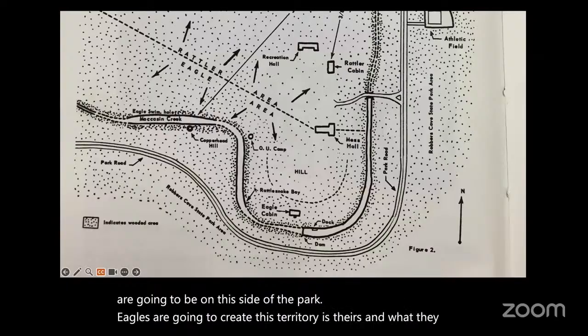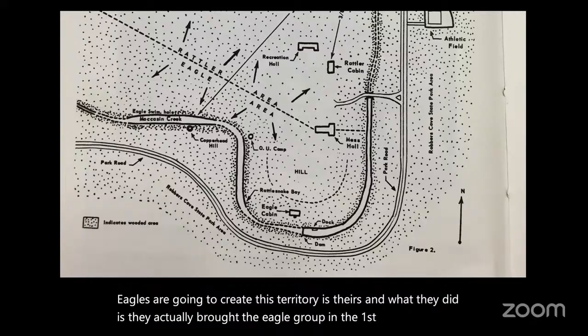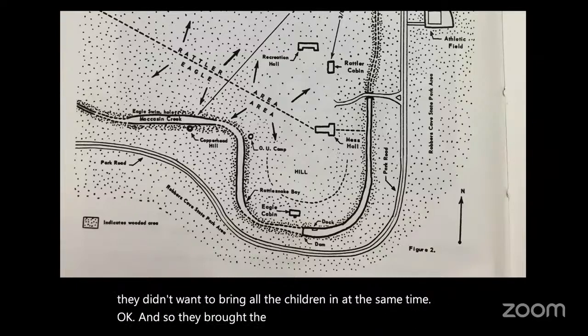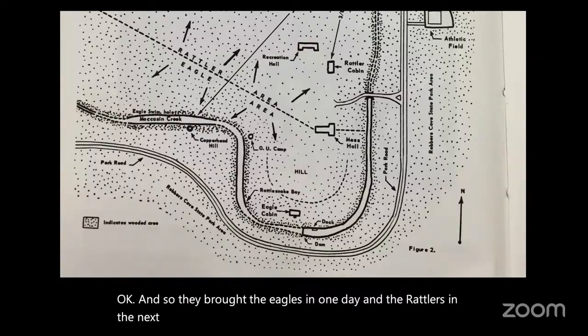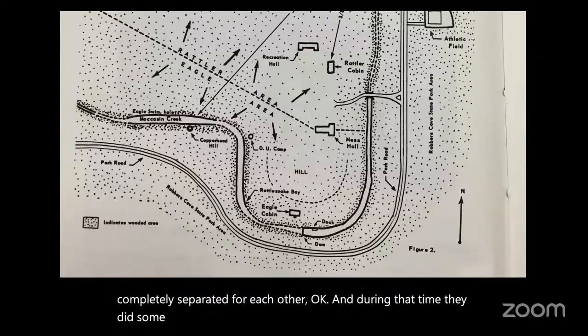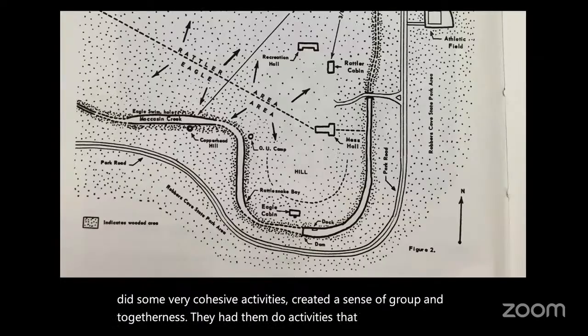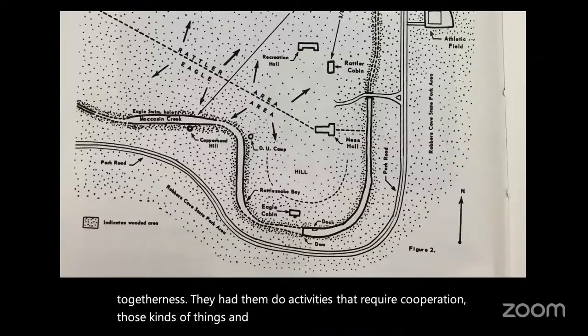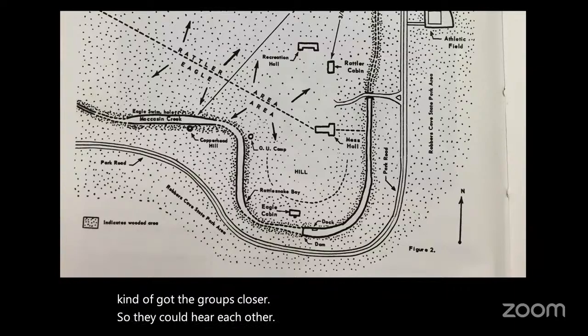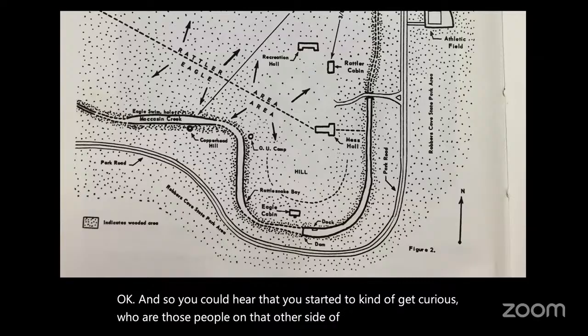And what they did is they actually brought the Eagle group in the first day because they didn't want to bring all the children in at the same time. Okay. And so they brought the Eagles in one day and the Rattlers in the next day. And they kept them for about a week or so completely separated from each other. During that time, they did some very cohesive activities, created a sense of group and togetherness. They had them do activities that require cooperation, those kinds of things. And then near the end of the first week, they kind of got the groups closer so they could hear each other. And you started to kind of get curious: who are those people on that other side of the line?